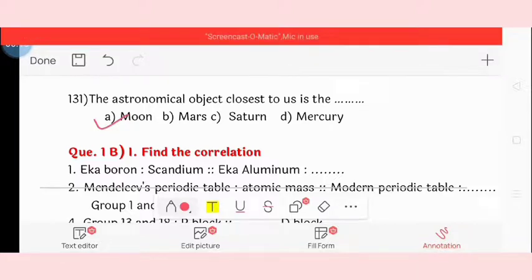Now in our next video we are going to discuss question number 1B, where we are going to find the correlation between the following questions.